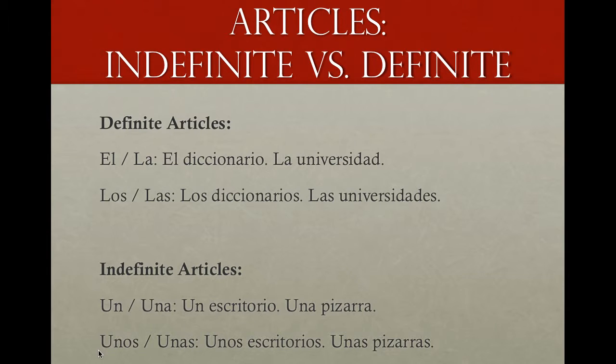Unos or unas. This is going to be the plural version of the indefinite articles. Unos escritorios, unas pizarras. This is the equivalent of saying some desks or some chalkboards. They're not referring to anything specific. This is a very general thing, very indefinite, whereas these articles up here refer to something definite.